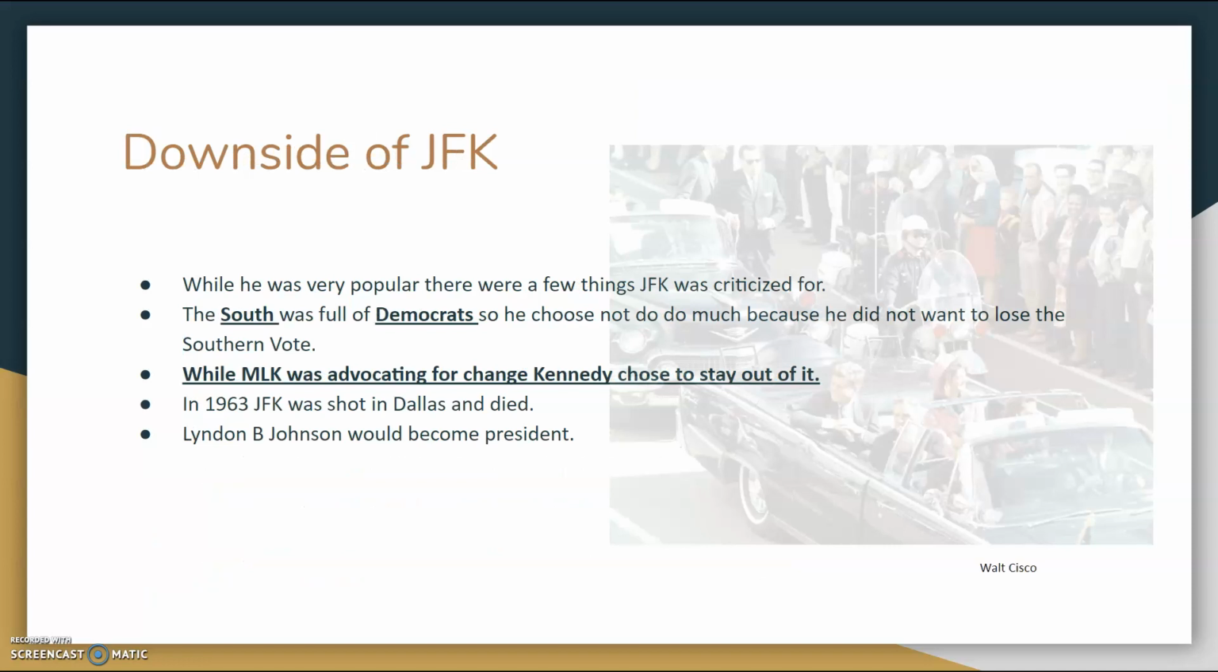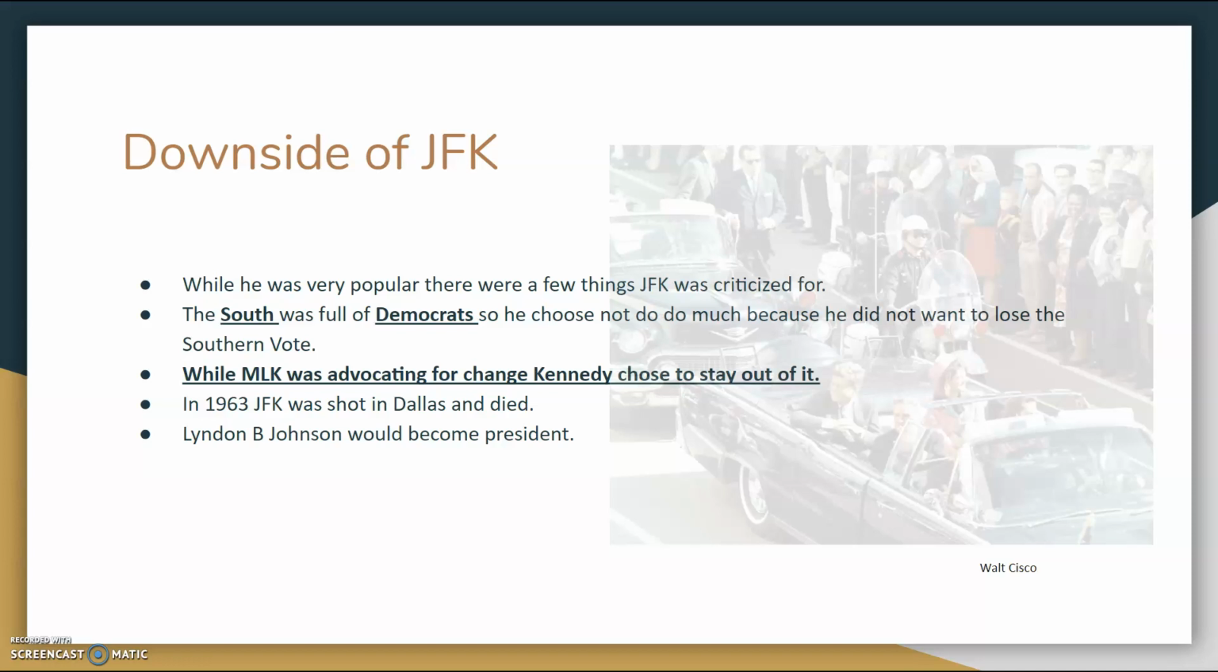And if we're looking at the downside of JFK, people look back at him because he was generally seen as a successful president. But a few things that were not great about JFK was in the South, it was the Democratic Party in charge, but the Democratic Party was also the party of the people who supported school segregation and the Jim Crow laws. Kennedy didn't want to lose this vote, so he really didn't do much for civil rights in the South. So while MLK Jr., Martin Luther King Jr., and Malcolm X were trying to push for change in the South, JFK stayed out of it.